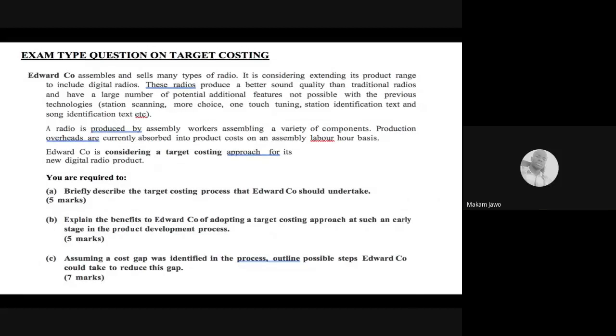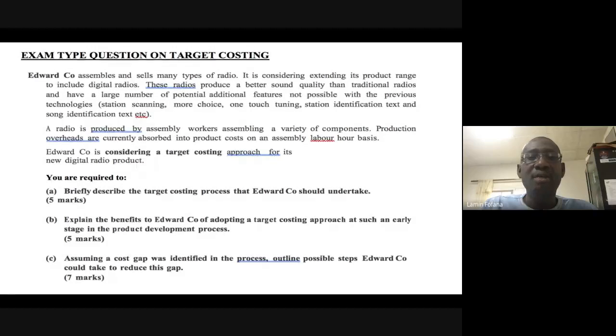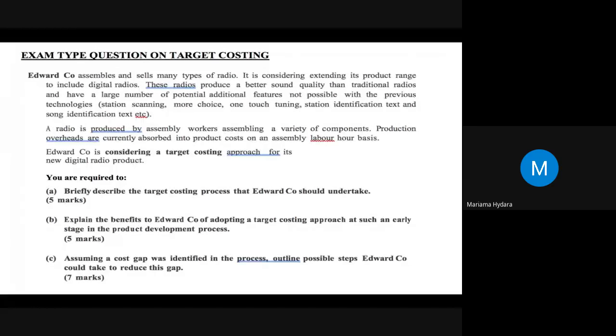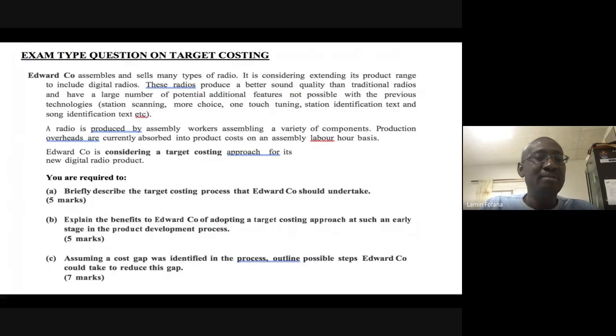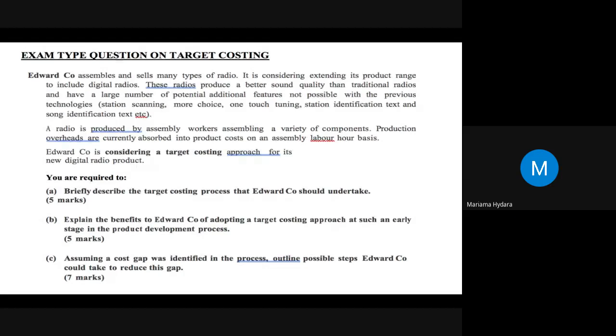If I may comment, no, Makam, let's give a chance to someone else. Abdul Aziz now. Abdul, are you with us? If you don't come up, I will choose you. Yeah? Abdul Aziz? Hello, Mr. Fofana. Yes, Mariam, you want to try? Mariam Hydra, yes, go ahead, Mariam. Yeah, I want to try.